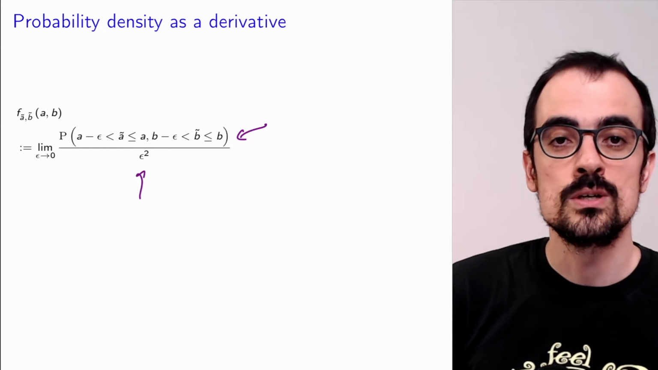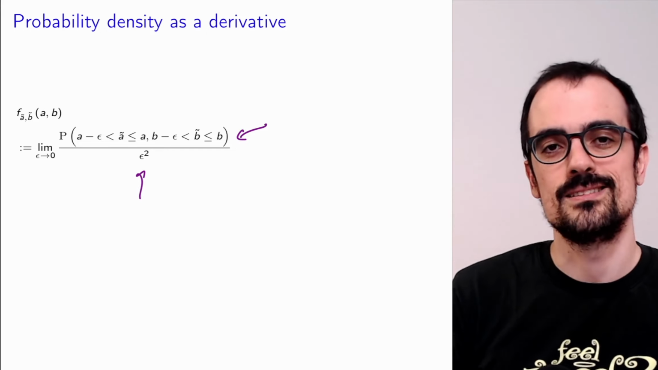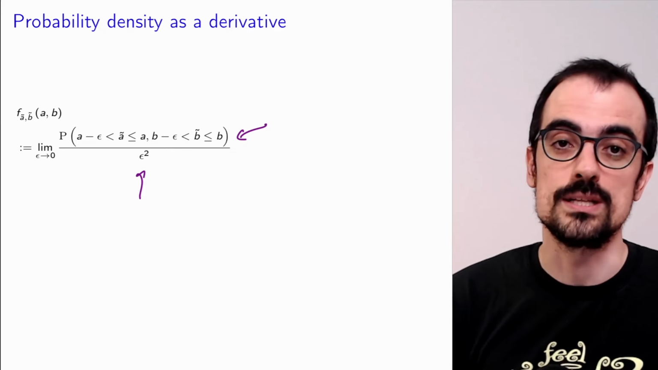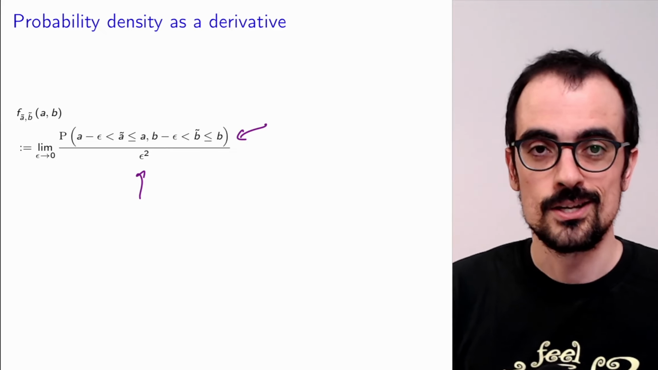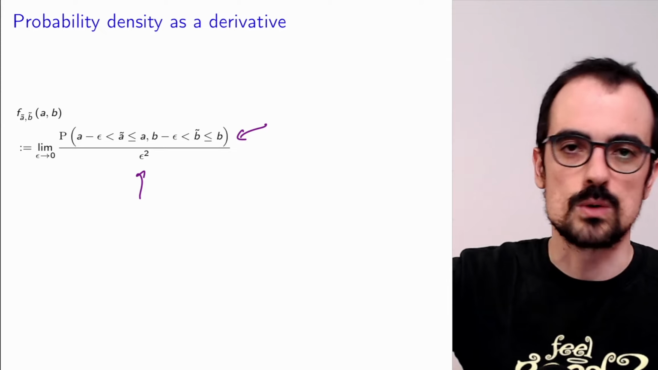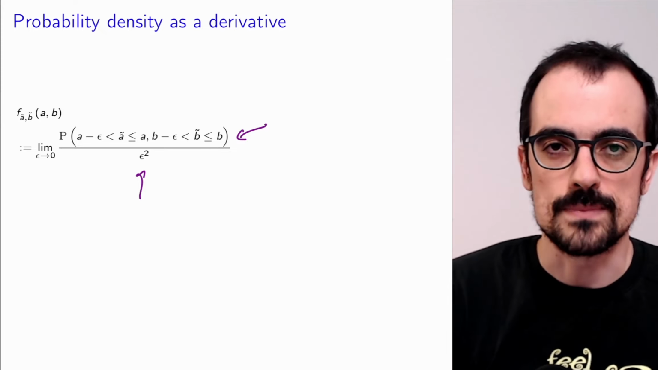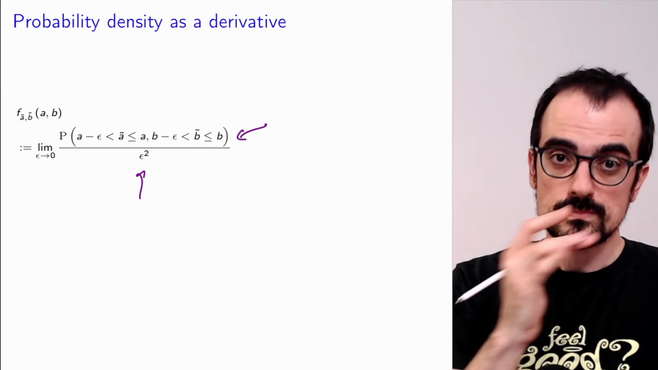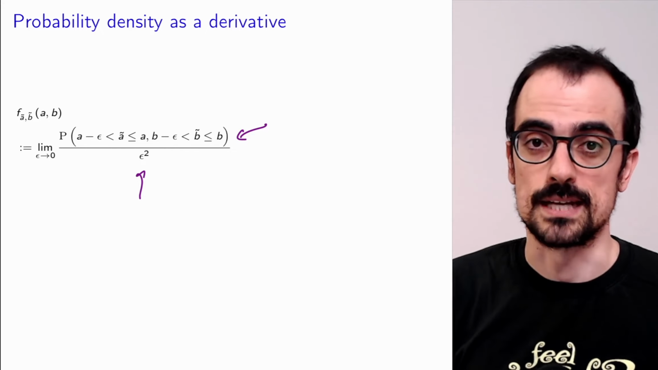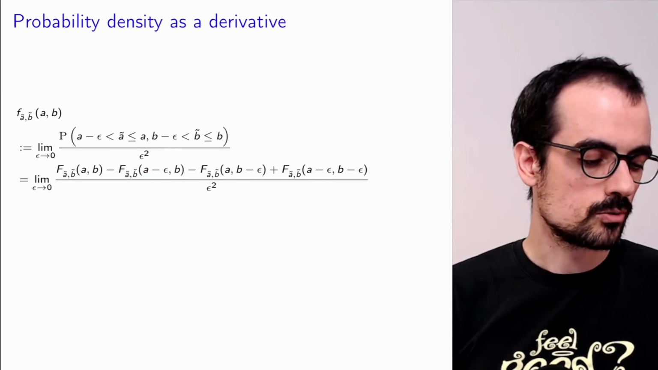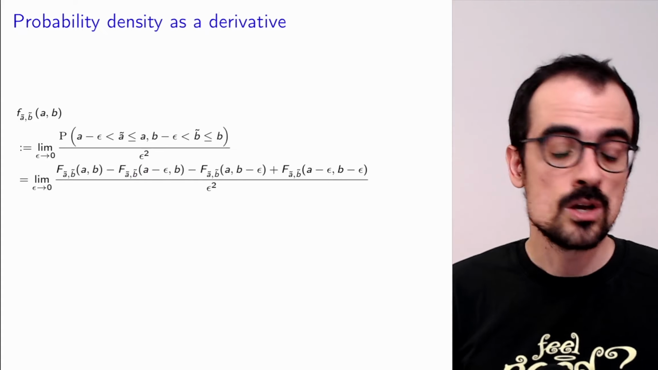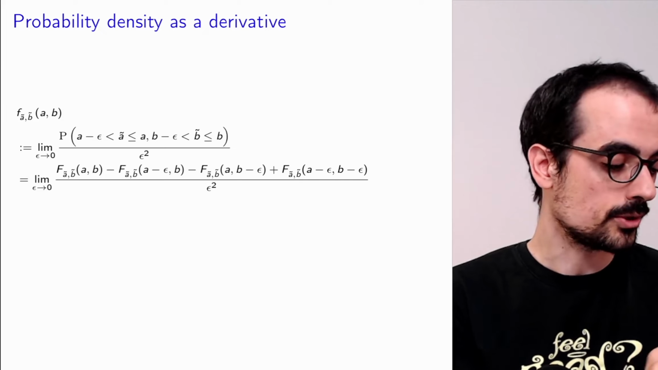So now we're going to try to represent this probability density in terms of the joint CDF, because we know that the joint CDF is well defined. It's a pain to deal with, but we know it's well defined because it just encodes the probability that the random variables are smaller than certain values at the same time. So in order to represent this probability in terms of the joint CDF, we have to do this trick.